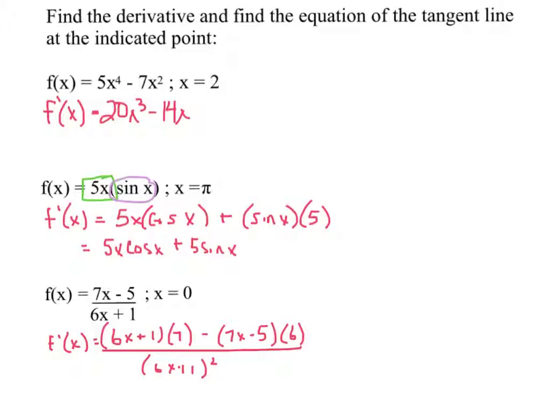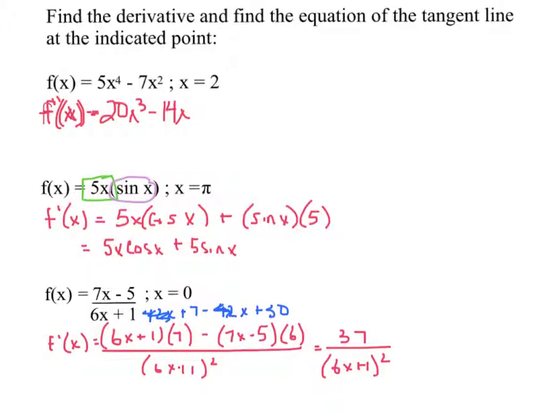Okay, now we could be done there. Let me just clean this up a little bit. Let me just look at the top. 7x times 7, 42x plus 7, if I multiply that through, and then minus 42x plus 30. So the 42x's are gone. So this whole thing just reduces to be 37 over 6x plus 1 squared, like that.